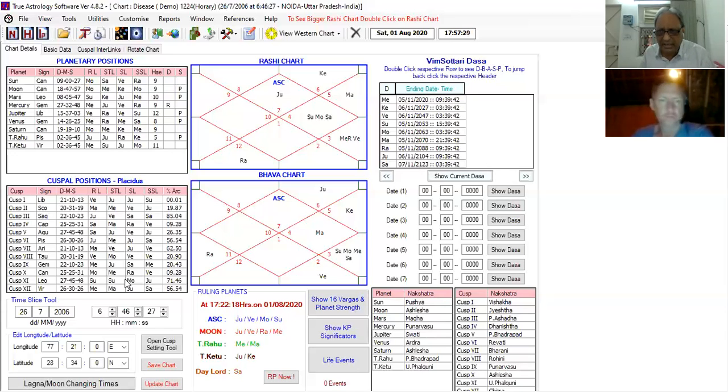So what do you say? The disease will be of a permanent nature. It is not curable. Means the disease will be a chronic one.